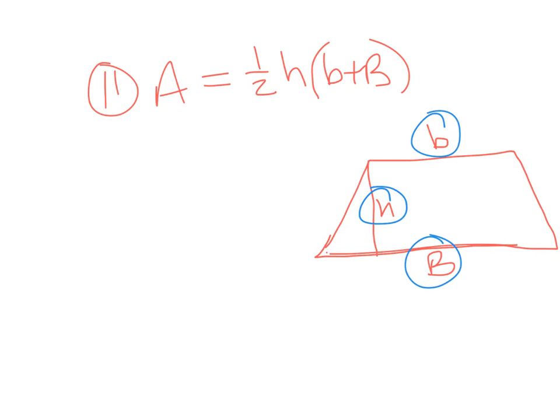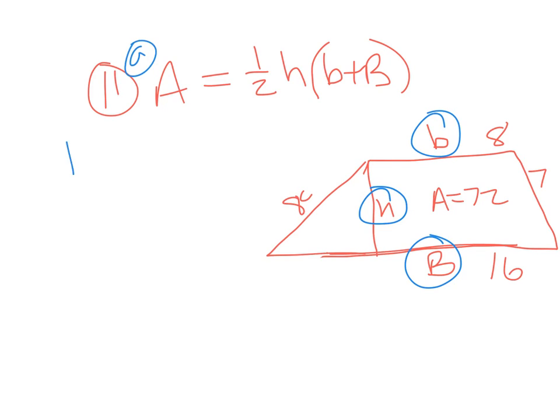Now, if you wanted to do this without having the formula, you would have some serious problems. So I'm going to make this picture look better because this goes further out here. Okay, we know this is 8. We know this is 8. We know this is 16. We know this is 7. And we know that the area equals 72. Okay? So this was A. Answer A.